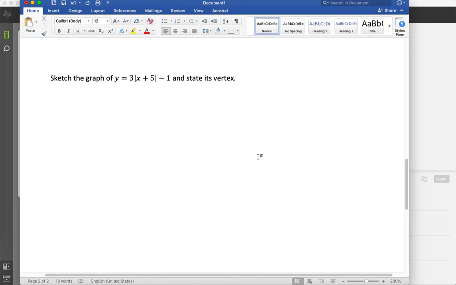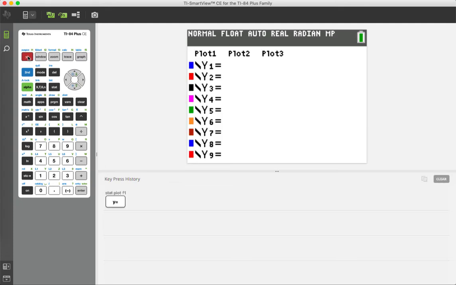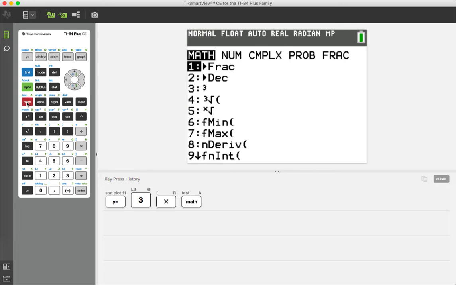So we go to our calculator, and just like graphing any equation, you need to hit the y equals button in the top left corner. Okay, now we need to type it in. So y equals 3 times, you don't need to put that multiplication symbol there if you don't want to. And we need to put absolute value brackets in. The way to do that is to hit the math button, 2 down from second.